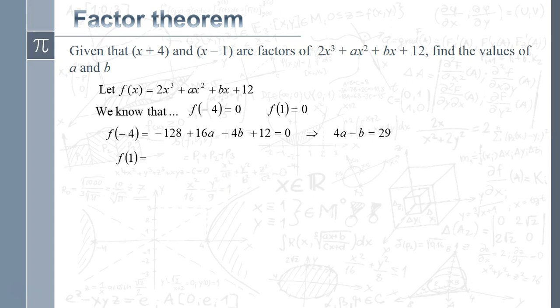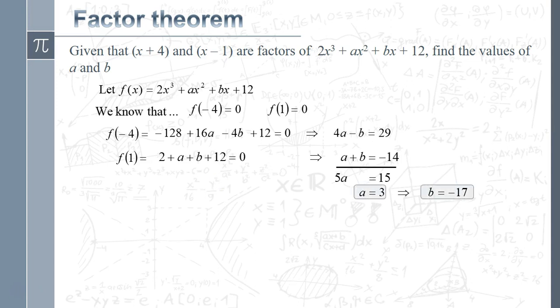We're going to end up with a simultaneous equation. Let's do exactly the same thing with f of 1. Plug it in. Bit of tidying up. There we go. We've got a plus b equals minus 14. There's our pair of simultaneous equations. So the easiest thing to do now is just to add those two together. So we end up with 5a equals 15, giving us a equals 3. And if a equals 3, we have got b equals minus 17. And there you go. We've solved the problem.